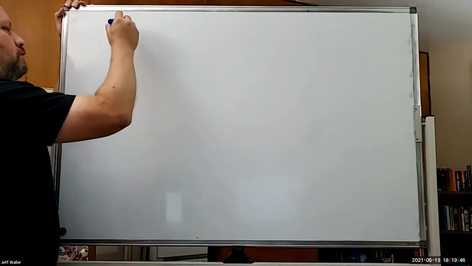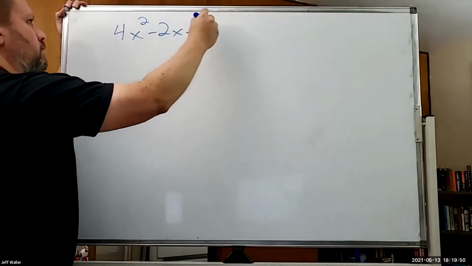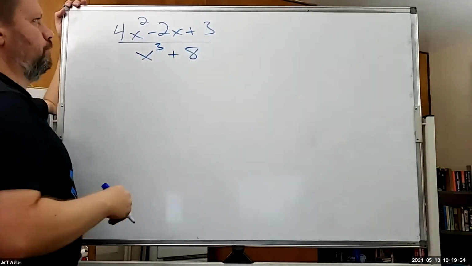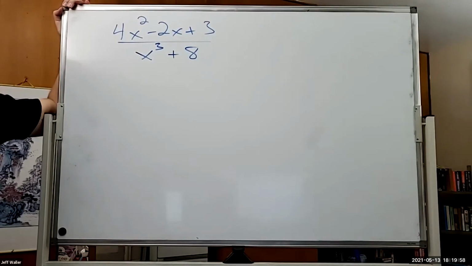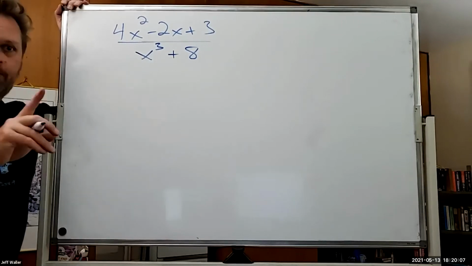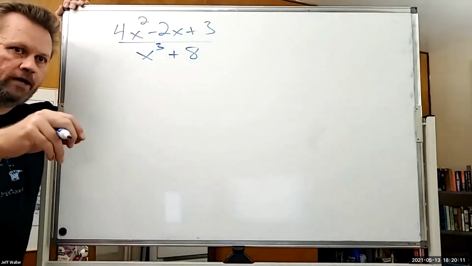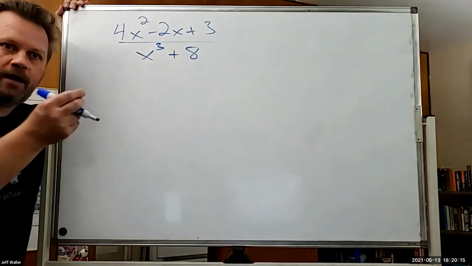All right, let's make this gross. (4x squared minus 2x plus 3) over (x cubed plus 8). Oh, this is nice. So a quick check. How do I know I can start attacking this with partial fractions methods? What's true about this that tells me I can do that right away?